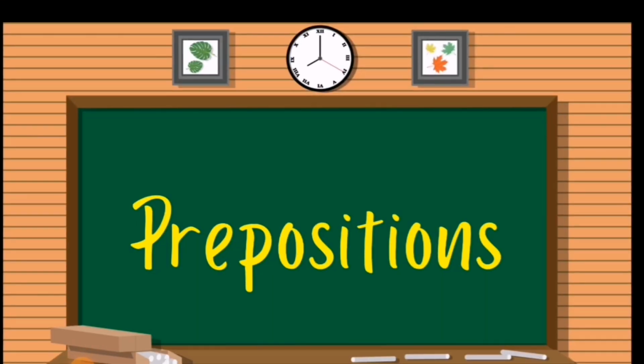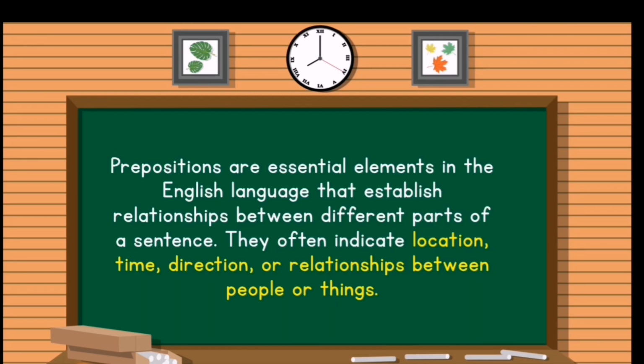Now that you have answered all the questions about the song, let us now proceed to the discussion proper. Today, we are going to talk about prepositions. Prepositions are essential elements in the English language that establish relationships between different parts of a sentence. They often indicate location, time, direction, or relationship between people or things.